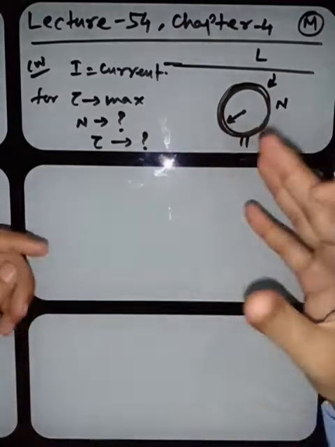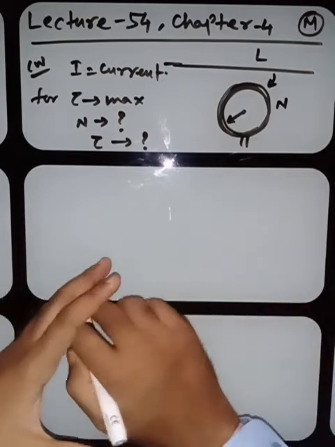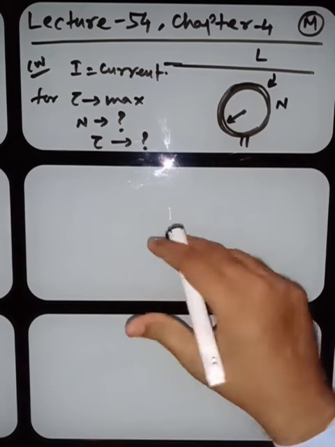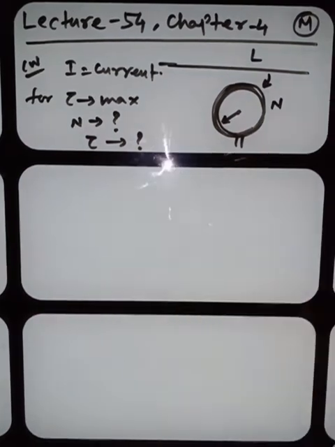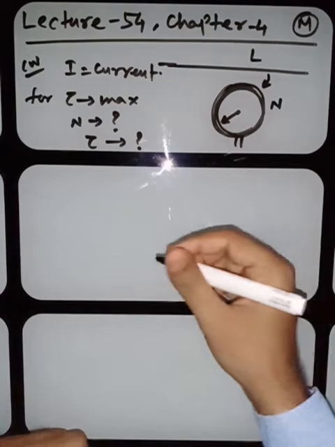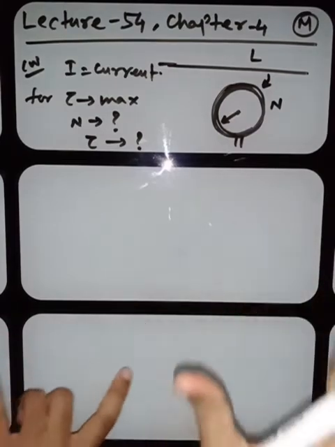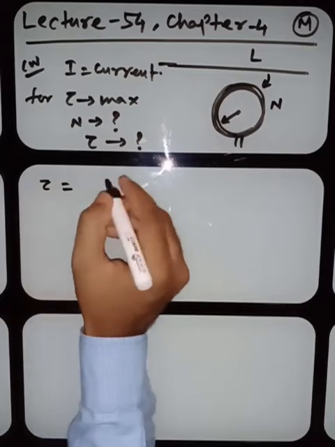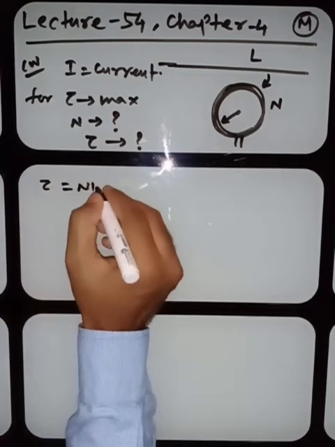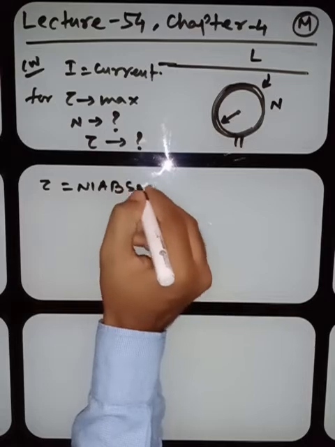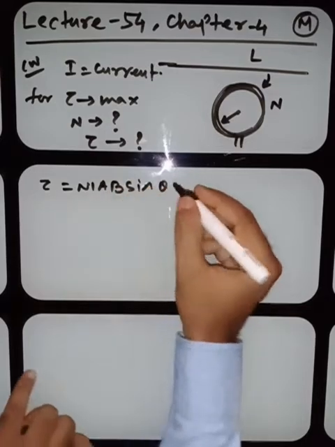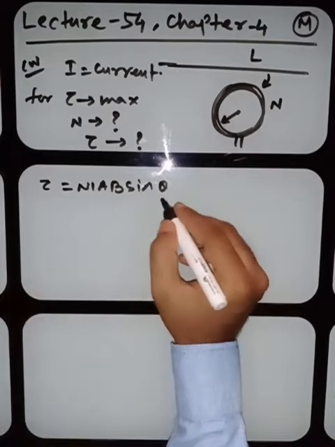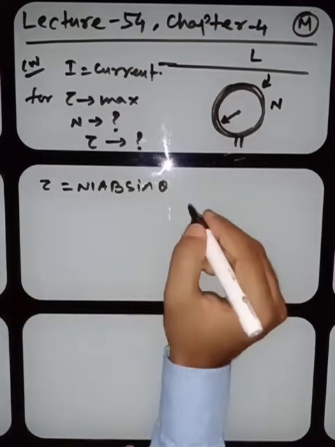Now, how to think about this type of question? What will be the answer? Try to think, my dear student, by yourself, and then I'll solve this question. Suppose, to find the torque, we know that torque is NIAB sine theta. If you want the torque maximum, theta should be such that sine theta is maximum, of course 1.